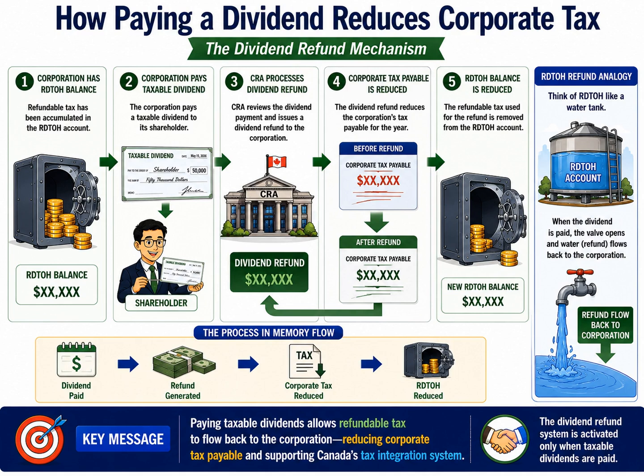The timing of those dividends can determine when refundable tax is recovered, improving the corporation's cash flow while maintaining Canada's tax integration system. The key takeaway from this slide is straightforward. Paying taxable dividends allows refundable tax to flow back to the corporation. As the refund is received, corporate tax payable decreases, the RDTOH balance is reduced, and the tax integration system works exactly as intended. This is the practical reason why understanding dividend payments is so important in Canadian corporate tax planning.